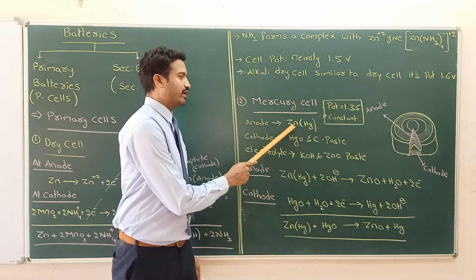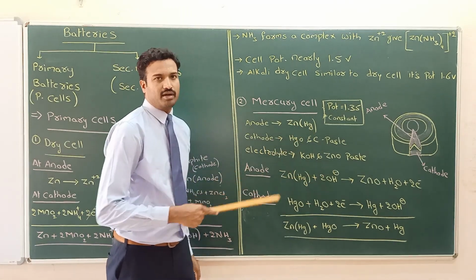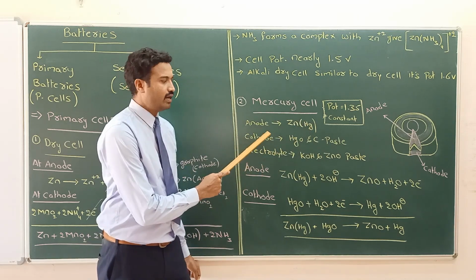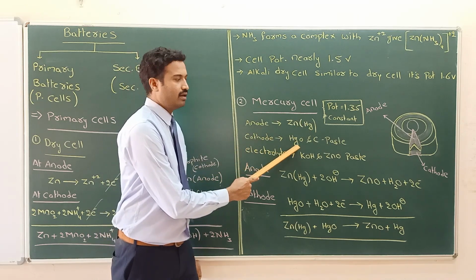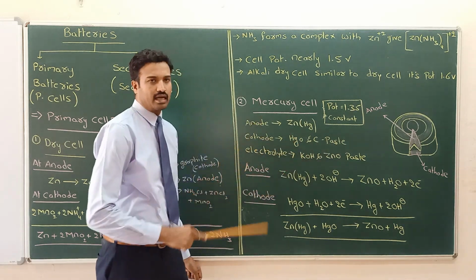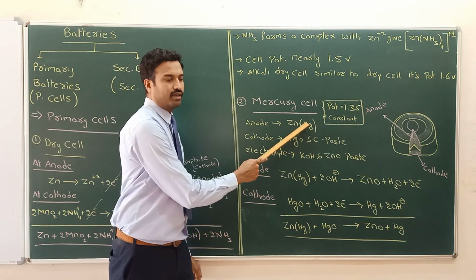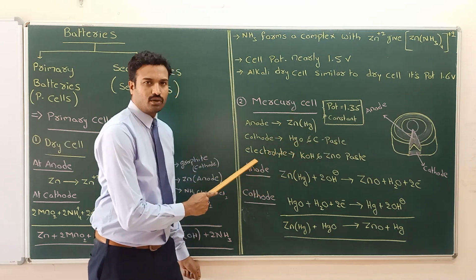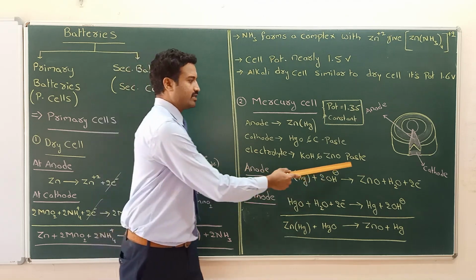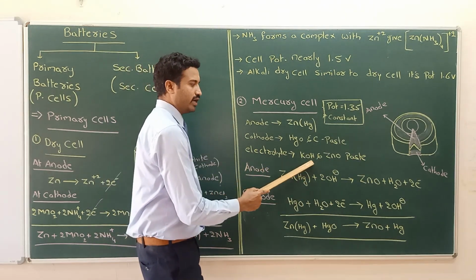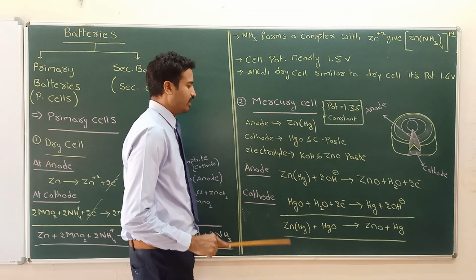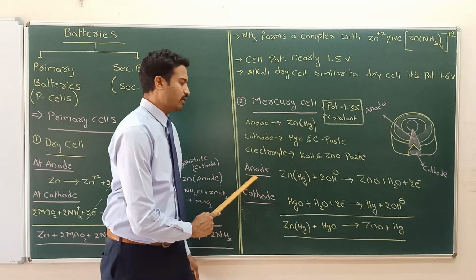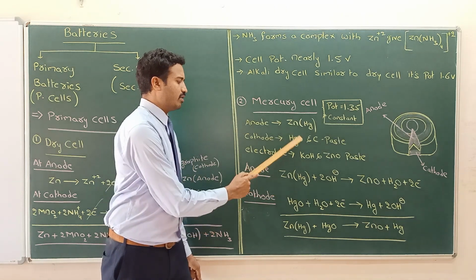Zinc amalgam. A metal with mercury is called an amalgam. Here zinc with mercury is called zinc amalgam. It acts as an anode. The cathode is mercury oxide plus carbon paste. Anode is zinc amalgam. Cathode is mercury oxide plus carbon paste. The electrolyte is in paste form. The electrolyte is KOH and ZnO. Then the reaction in the button cell: the anode is zinc amalgam.